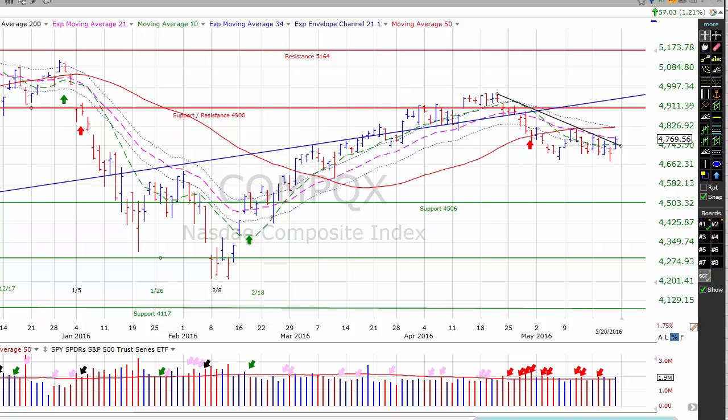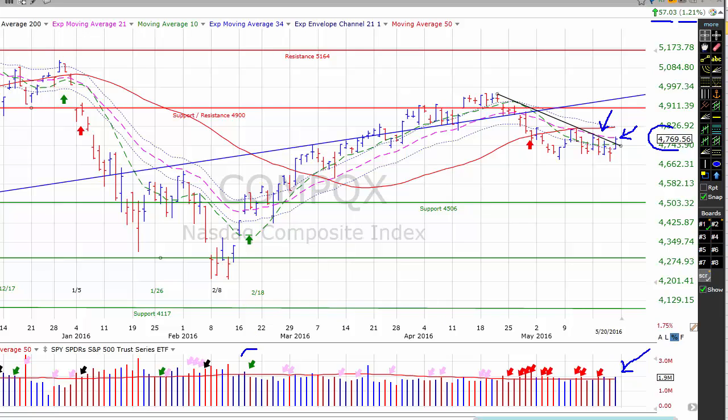Okay. On Friday, the NASDAQ was up 57.03 points, or 1.21%. We closed at 47.69, and notice how not only did we close at the top of our daily trading range, but we took out this short-term downtrend line. That's a bit of a bullish indication for the NASDAQ. Trading volume on the NASDAQ on Friday was higher than the prior day and above average. That's our definition of an accumulation day.